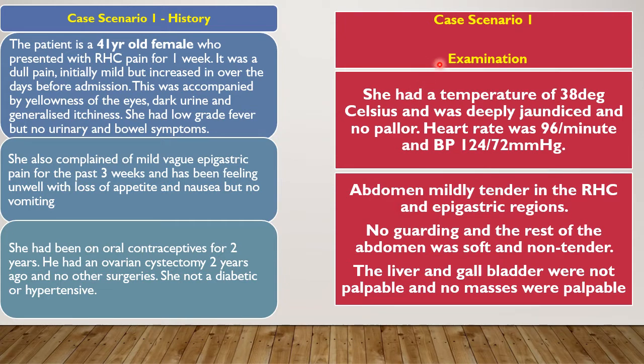On examination, she had a temperature of 38 degrees Celsius and was deeply jaundiced and no pallor. The heart rate was 96 per minute and the blood pressure 100 by 72 millimeters of mercury. The abdomen was mildly tender in the right hypochondrium and epigastric regions. No guarding, and the rest of the abdomen was soft and non-tender. The liver and gallbladder were not palpable and no masses were palpable.